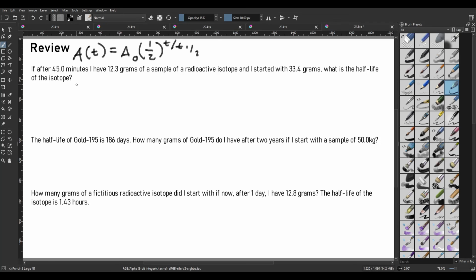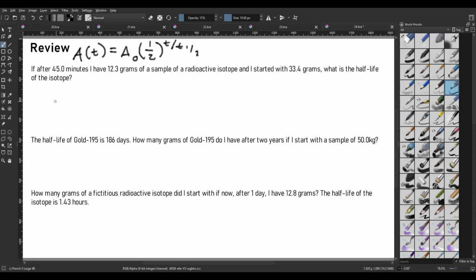The first question says, after 45.0 minutes, I have 12.3 grams of a sample of a radioactive isotope, and I started with 33.4 grams. What is the half-life of the isotope? So we know it's radioactive. We can use our equation directly here. So we know the elapsed time, we know the grams that we have, the grams that we started with. So we're looking for the half-life here. We have 3 of the 4 variables, we can solve it directly.